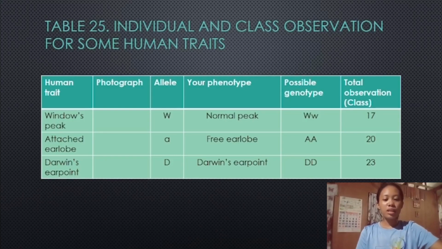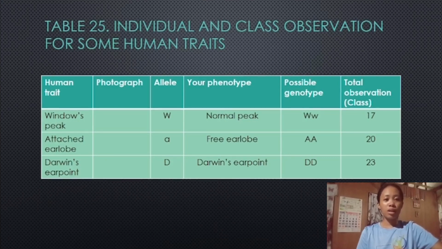The second one is the attached earlobe. Its allele is a small letter a. Its phenotype is free earlobe. Its genotype is homozygous dominant AA, and its total class observation is 20. The third one is Darwin's ear point. Its allele is big letter D. The phenotype is Darwin's ear point, its genotype is homozygous DD, and its total class observation is 23.